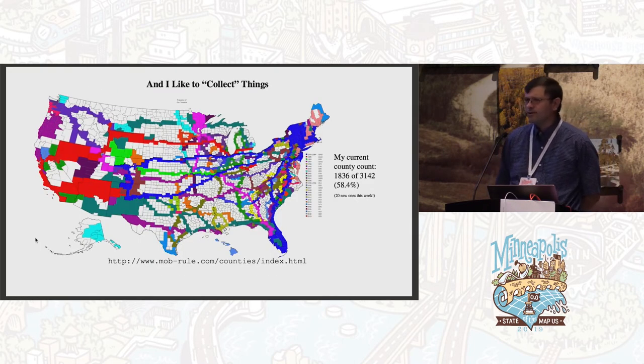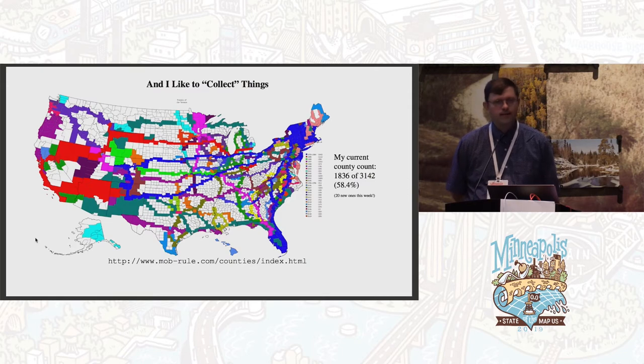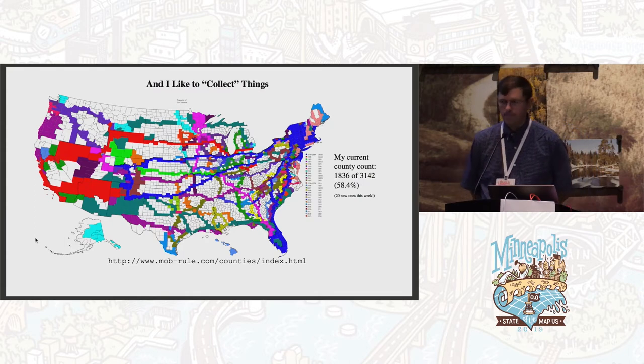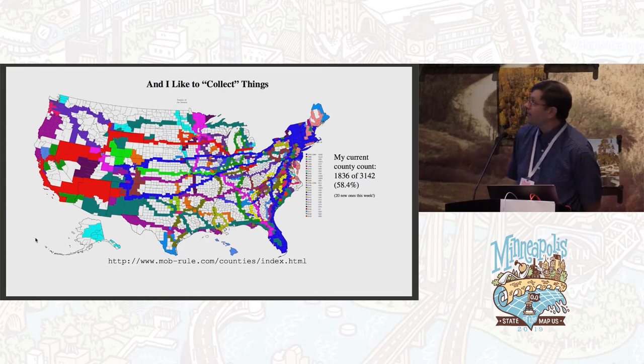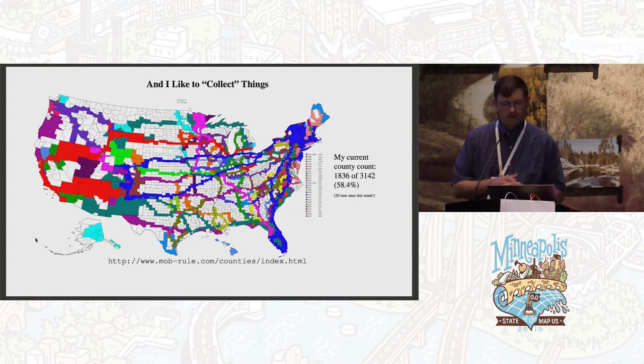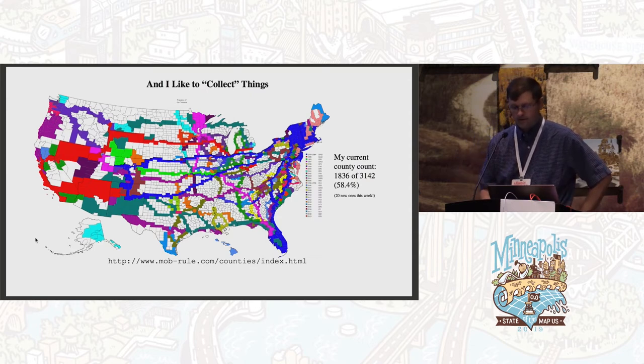I like to collect things also, and one of the websites I found many years ago now is called mobrule.com. This is not my website, this is a guy named Marty O'Brien. On this website, you can keep track of all the counties you've been to in the United States, Canada, and Mexico. I've only got one in Mexico, but I've got quite a few here in the U.S., including 20. I came out a day early and took a little drive around southwestern Minnesota.